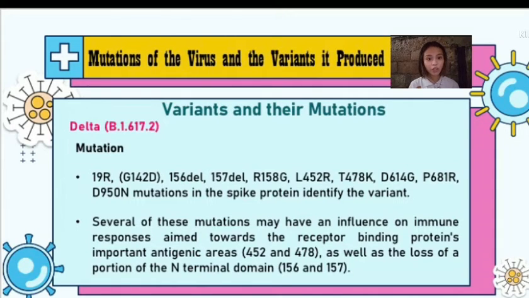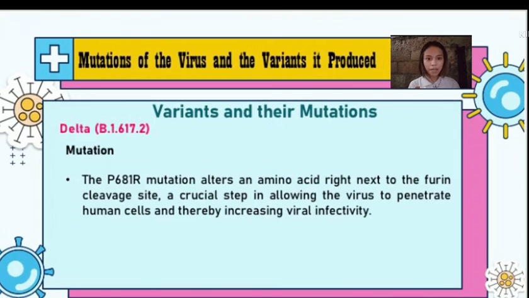Several of these mutations may have an influence on the immune response aimed towards the receptor binding protein's important antigenic areas, as well as the loss of a portion of the N-terminal domain. The P681R mutation alters an amino acid right next to the furin cleavage site, a crucial step in allowing the virus to penetrate human cells, and thereby increases viral infectivity.